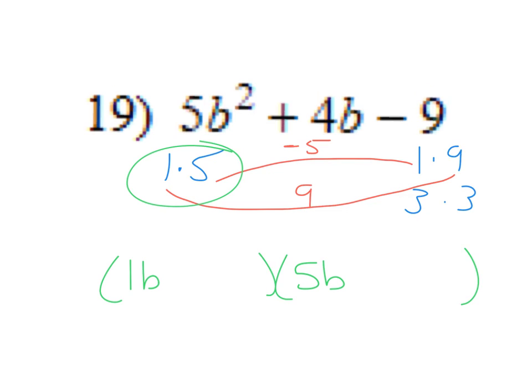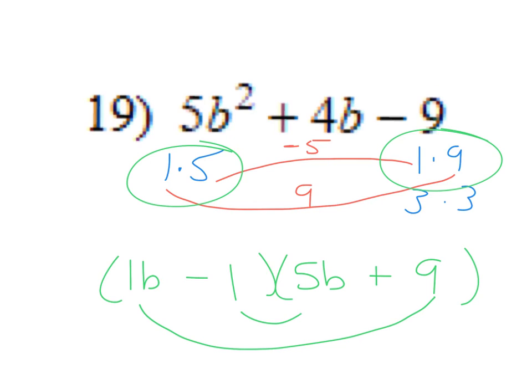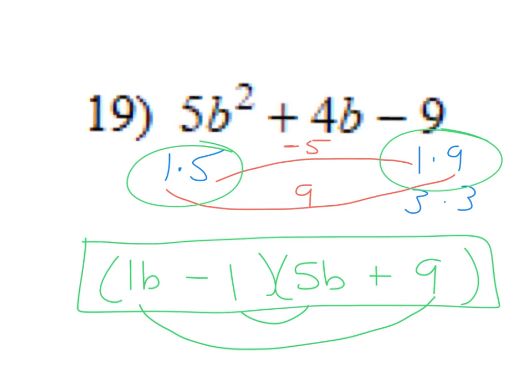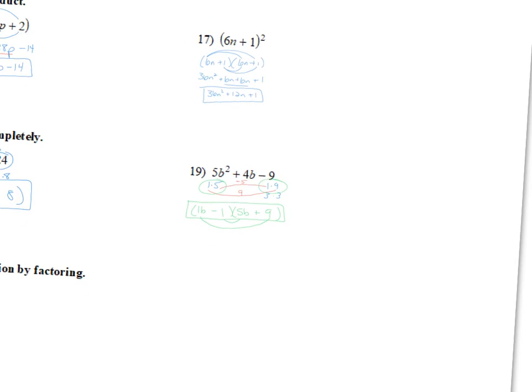All right, so this guy right here, 1, 5, 1B, 5B. On the back side, I want a 1, 9 combo. Now I know that when I multiply these 9s, I want that to be positive. And then that means this guy is going to be negative here when I multiply that inside to get that negative 5. So this right here is going to be your answer. And remember, you can always check or FOIL it to check it and make sure it's right.